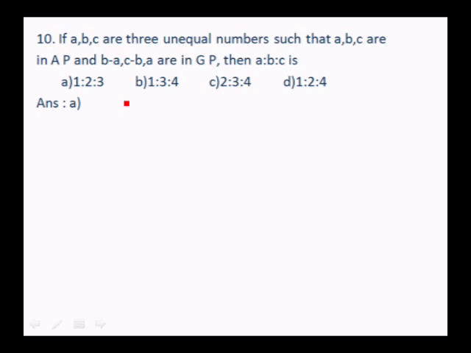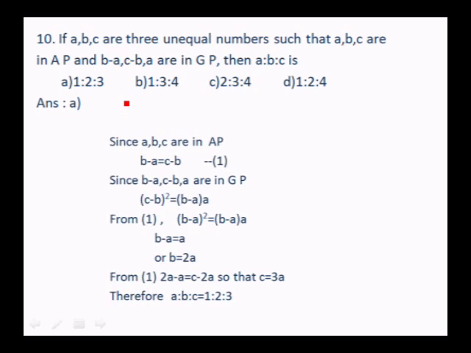So here we are using the concept of both AP and GP. Since A, B, C are in AP, naturally you have B minus A is equal to C minus B, and he has given that B minus A, C minus B, A are in GP. Therefore, C minus B whole square, that is B square is equal to AC, that is C minus B whole square is equal to B minus A into A. So from 1, B minus A whole square is B minus A into A, because C minus B is replaced by B minus A.